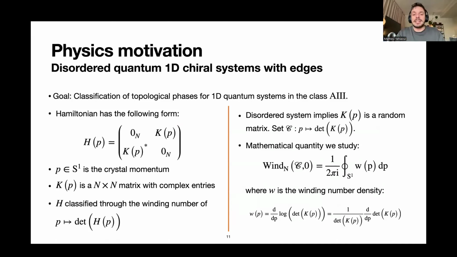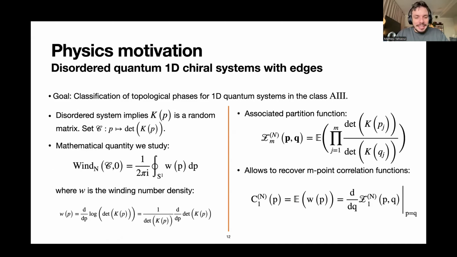Right. So as I said, the system is assumed to be disordered. So for example, you get some impurities along the crystal or that kind of thing. And so we're going to study, to start with, the winding number of the determinant curve, that takes a point on the circle and maps it to the determinant of K(P). Again, I'm going to skip the basic complex analysis tools. I believe it is a fairly standard object.